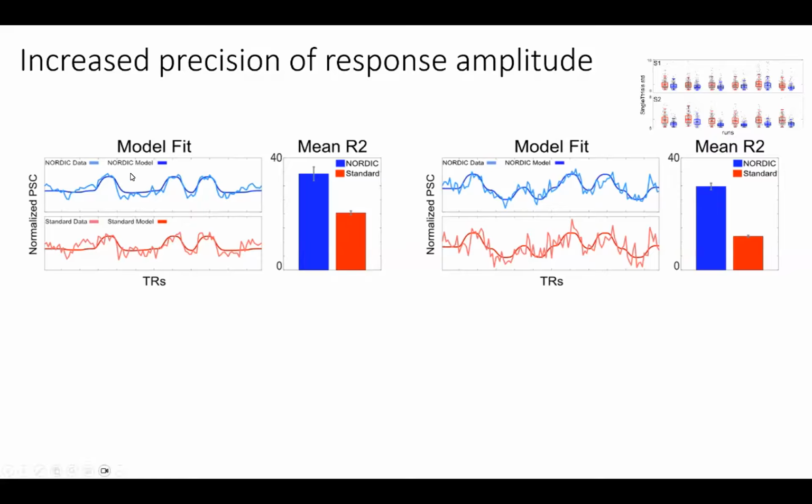And this is for Nordic and standard data for subject 1 and subject 2. This one here is a highly specific target voxel. This one here is a voxel that lies at the edge of the region of interest. There's a little contamination from the surround, as you can see here and here.